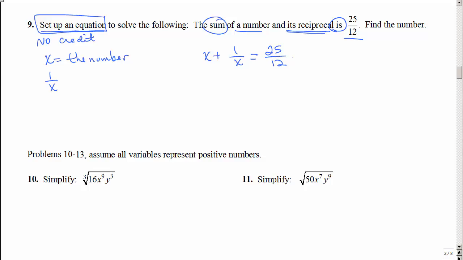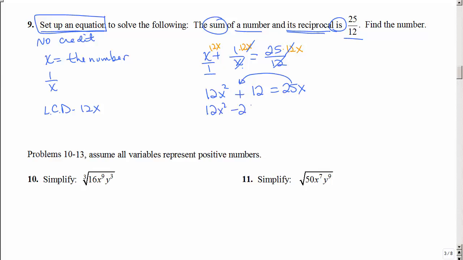Now how do we solve? Well, just like on problem number 8, I find the LCD, which in this case is just 12x, and I'm going to multiply every term by 12x to get rid of my fractions. So this one, nothing reduces, so I have 12x squared. Here the x's go away, so I have 12. Here I have 25x. And just like the last problem, I need to set it equal to 0, and I'm going to put that in the middle so it's in standard form.